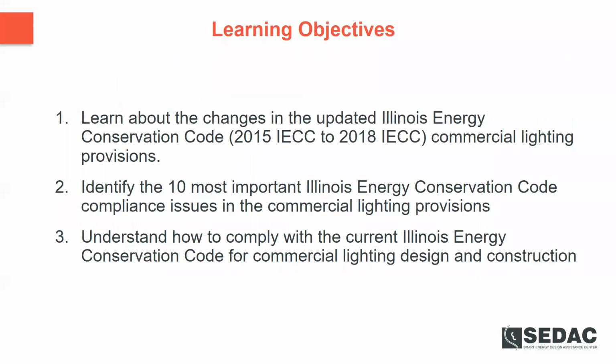So a little bit about our objectives today. Obviously, we're going to be covering the commercial lighting provisions, looking at the Illinois Energy Conservation Code, which has now moved from the 2015 to the 2018 International Energy Conservation Code as its reference document. We'll cover the 10 most important topics, as well as a little understanding as far as compliance with the code.